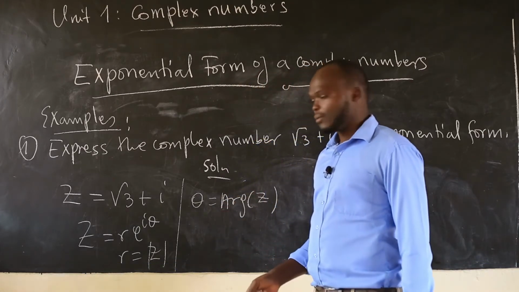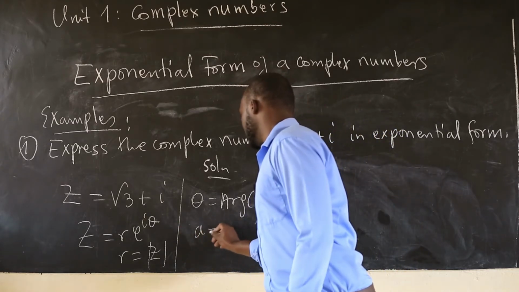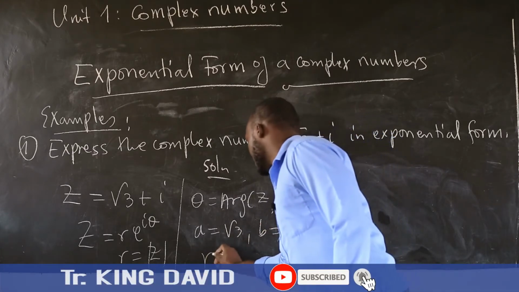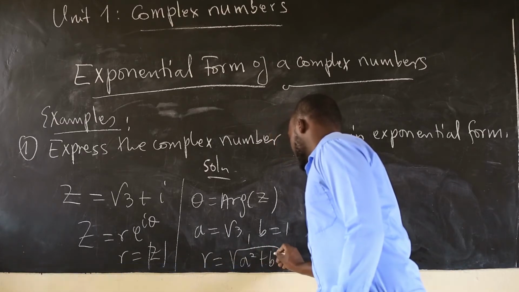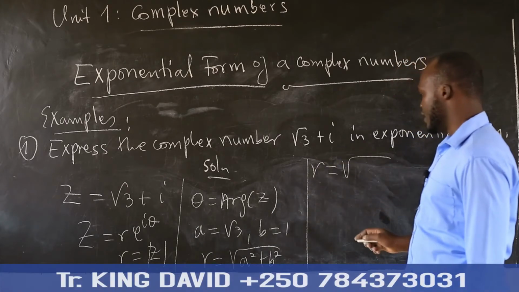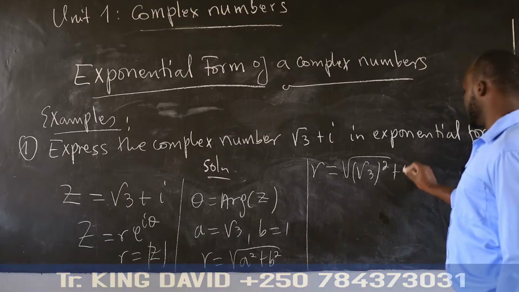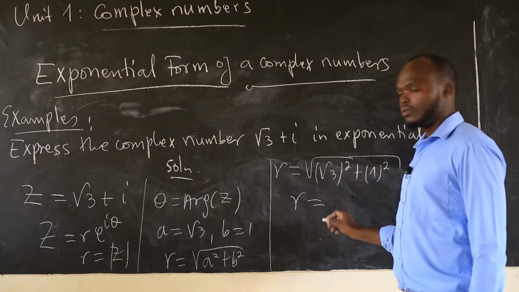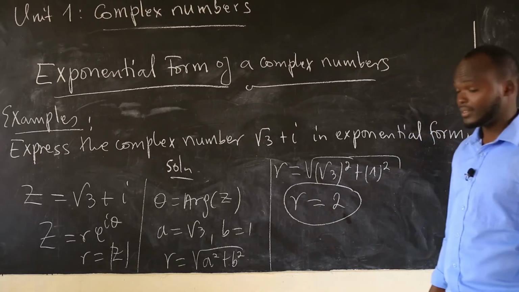So we're going to find r. R is the modulus. Here our a is root 3, our b is equal to 1. So r is the modulus, which is the square root of a squared plus b squared. So now our r is root of root 3 squared plus 1 squared. So now r is root 4, which is 2. So our radius is equal to 2, which is the magnitude.